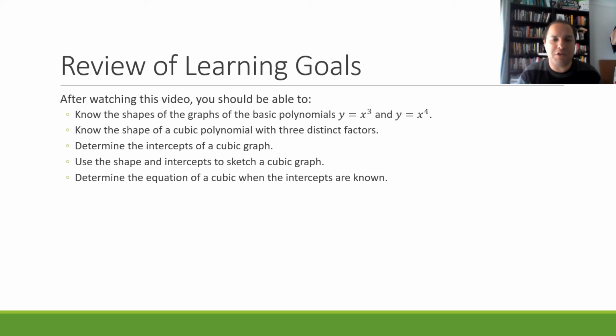Determine the intercepts of a cubic graph. We did that using null factor law, using the shape and intercepts to sketch our cubic graph. That's what those first two examples were. And determine the equation of a cubic when intercepts are known. That was what we did in that third example at the end.